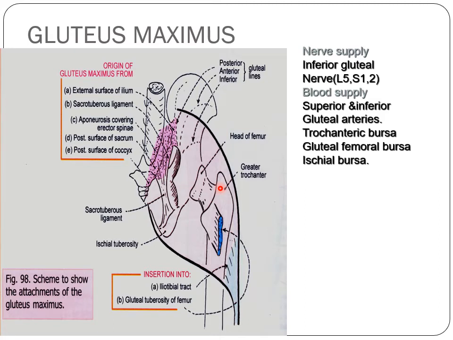Three bursae are related with this gluteus maximus muscle. First, the trochanteric bursa, which lies between the greater trochanter and the muscle. Gluteofemoral bursa lies between the gluteus maximus and the vastus lateralis. Trochanteric bursa lies between the greater trochanter and the gluteus maximus.